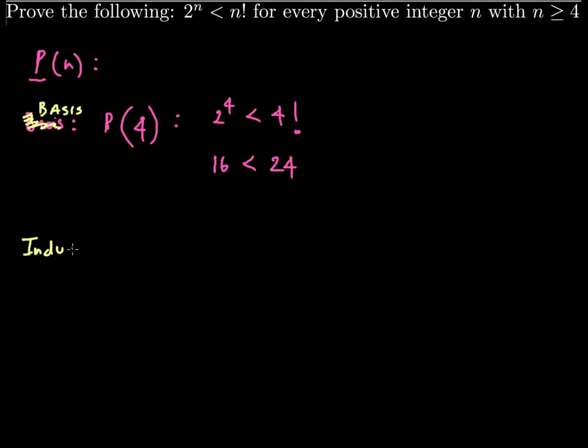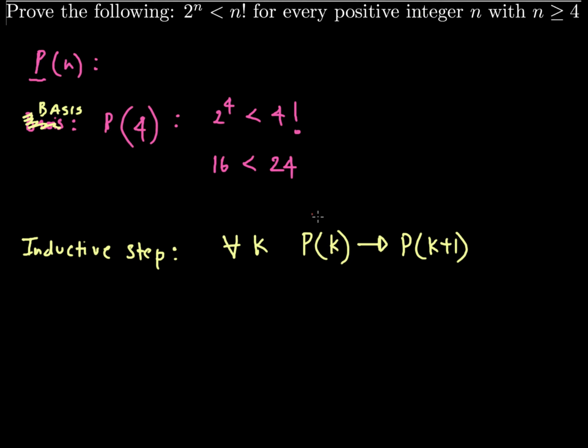Okay, so what's the inductive step then? Well, the inductive step is basically the idea that I must show for all k, if P of k, then P of k plus 1. Okay, and what this tells you is that this orange box must be true. Whatever's inside this orange box, which is a conditional statement, must be true for all k.